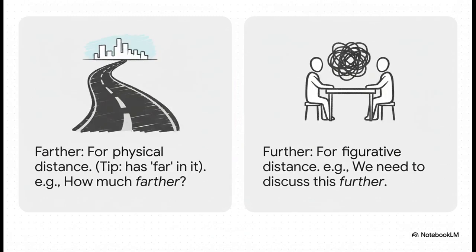All right, what about farther versus further? This one is actually super simple once you see the trick. Farther has the word far right in it. That's your clue. It's for physical, measurable distance. The gas station is 2 miles farther down the road. For everything else, like a more abstract or metaphorical distance, you use further. We need to investigate this further. Do you have any further questions?